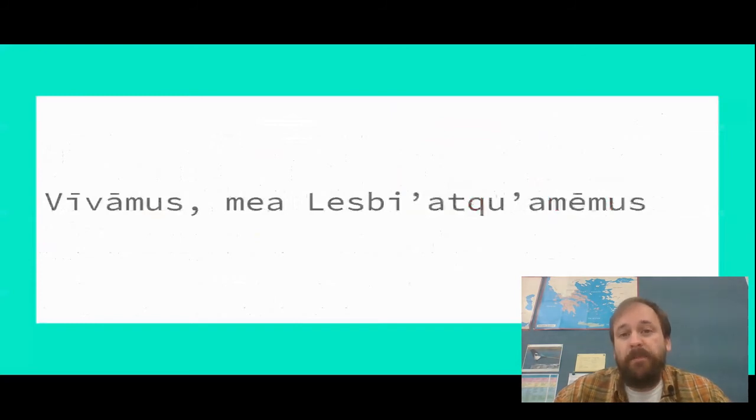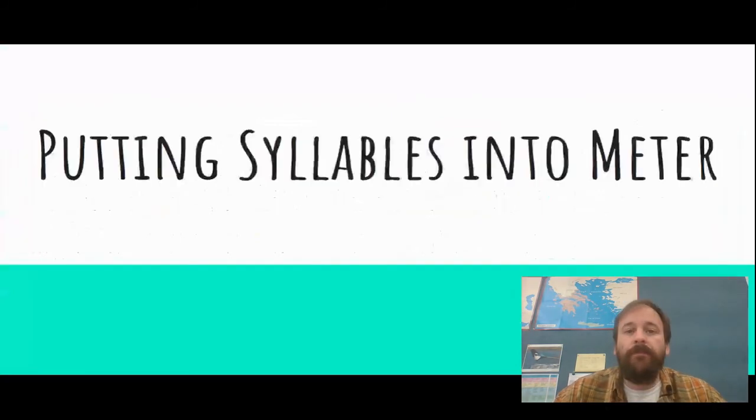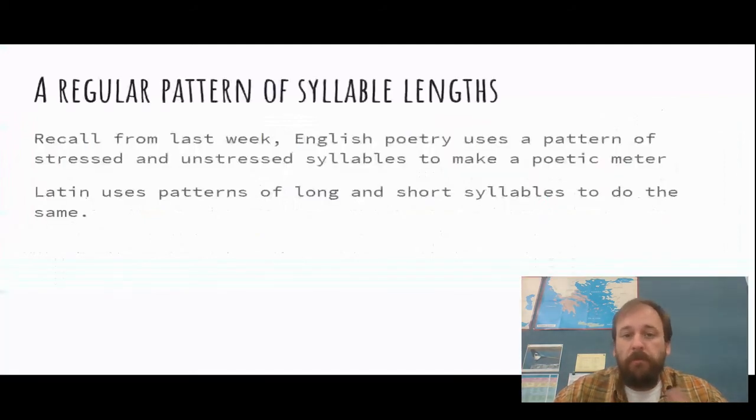Vivamus mea Lesbia, atque amemus. So now that we know a little bit more about syllables and evaluating their lengths, how are we going to use this in our poetry? You might recall from last week that English poetry uses very specific patterns of stressed and unstressed syllables. But in Latin, we don't really care about the stresses so much. We care about patterns of long and short syllables. And we put these patterns together, and it makes a poetic meter.